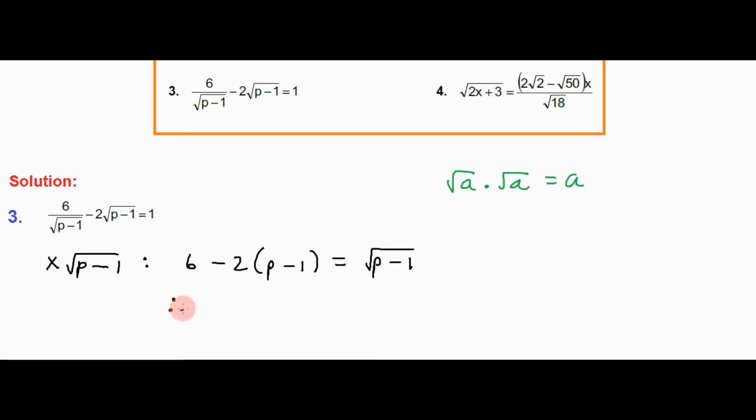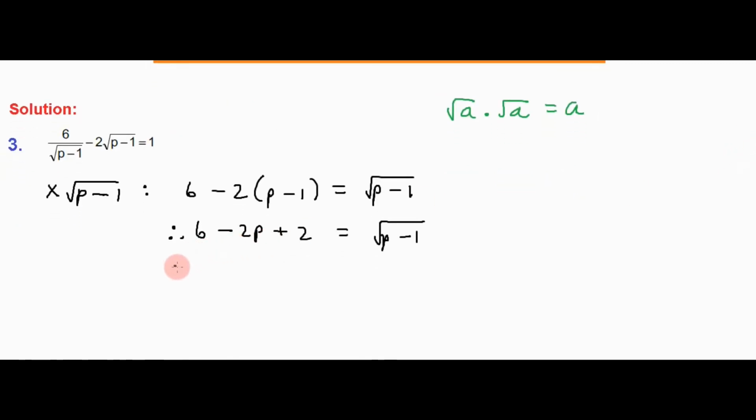We can simplify the left-hand side. So it's 6 minus 2p plus 2. Then adding like terms on the left-hand side, we get 8 minus 2p. Now we can get rid of the square root on the right-hand side by squaring both sides.